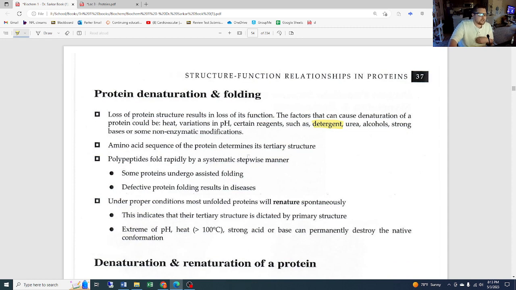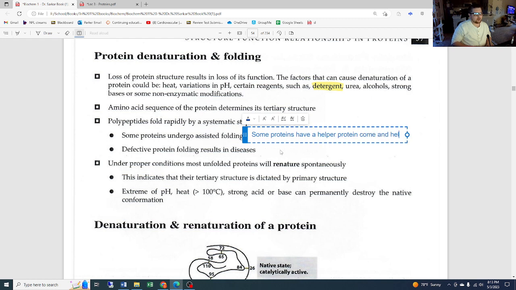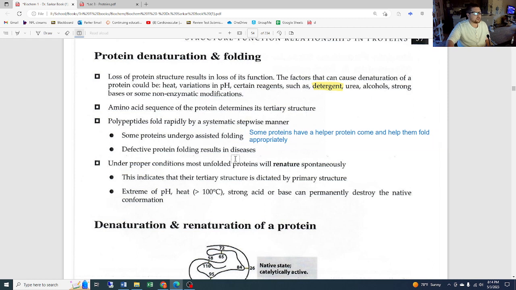The amino acid sequence of the protein determines its tertiary structure. And the polypeptides fold rapidly in a systematic, stepwise manner. Some proteins undergo assisted folding. That means that some proteins have a helper protein come and help them fold appropriately. And others will just do so by themselves.